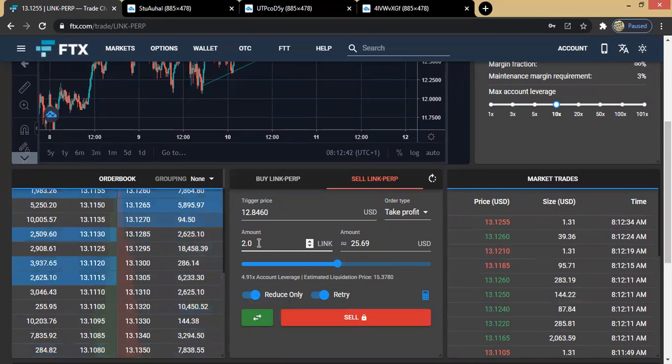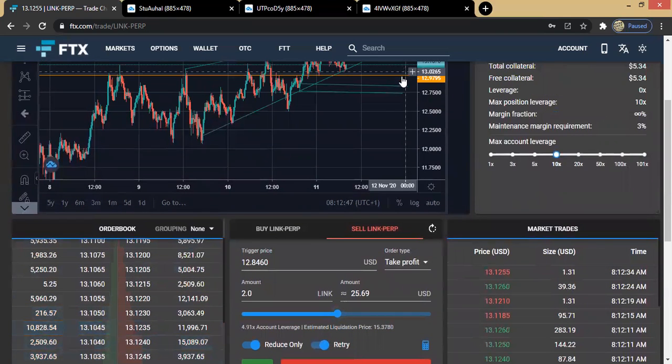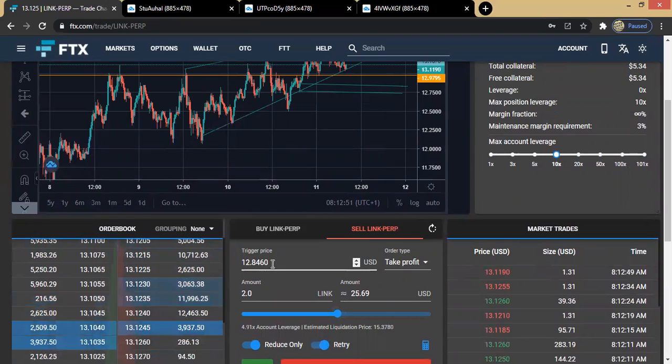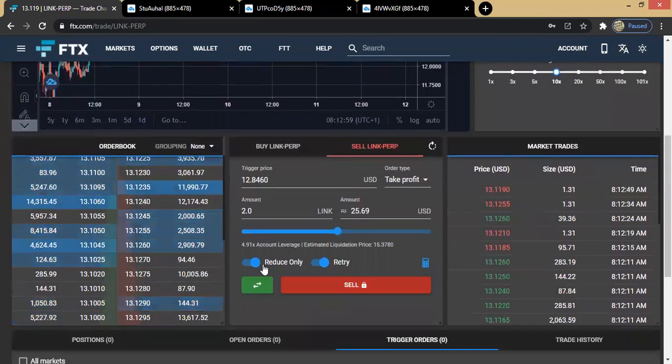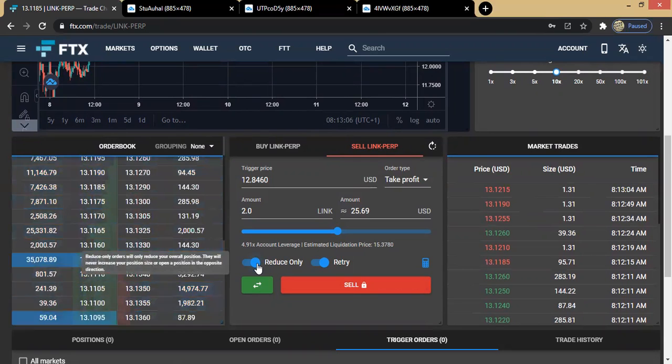Just put it for your trailing stop loss. You feel that if price gets to your first target profit, it might still drop again. So depending on the quantity you want to sell, you put the trigger price, then make sure you select reduce only, because if you do not select reduce only, it will rather open another position for you. So whenever you're using this, make sure you are clicking on reduce only.